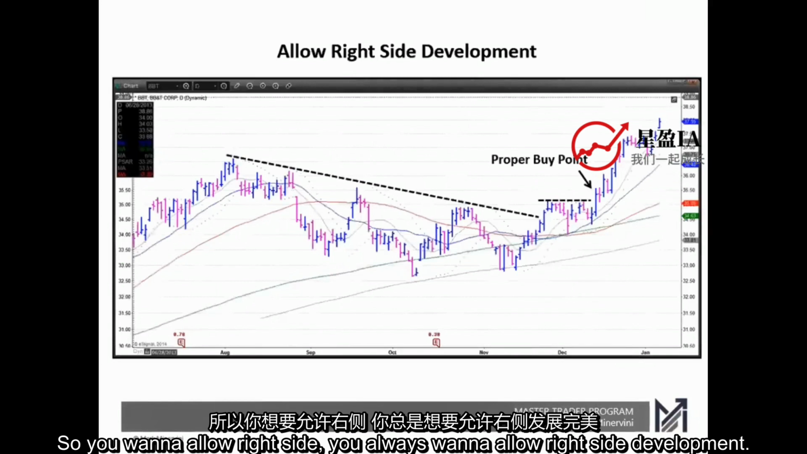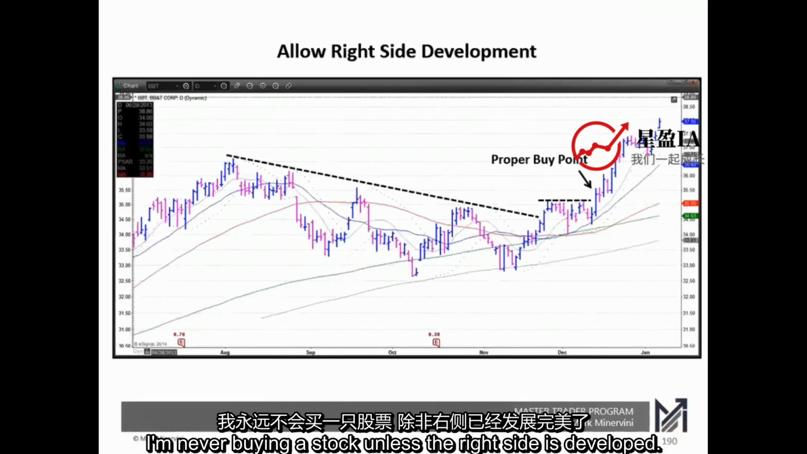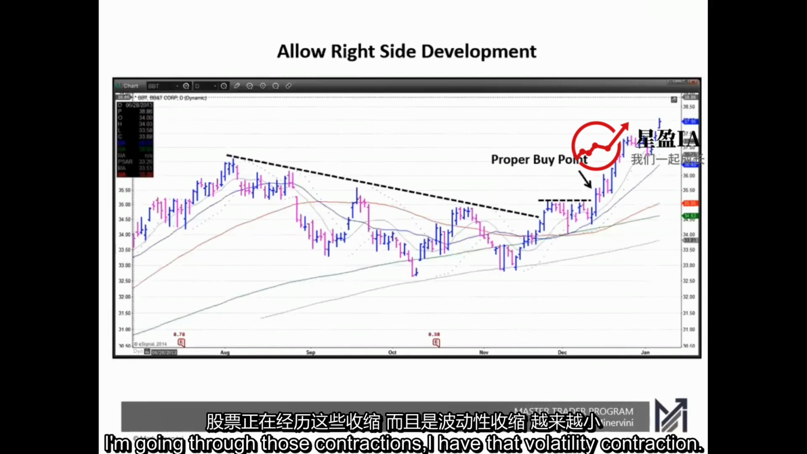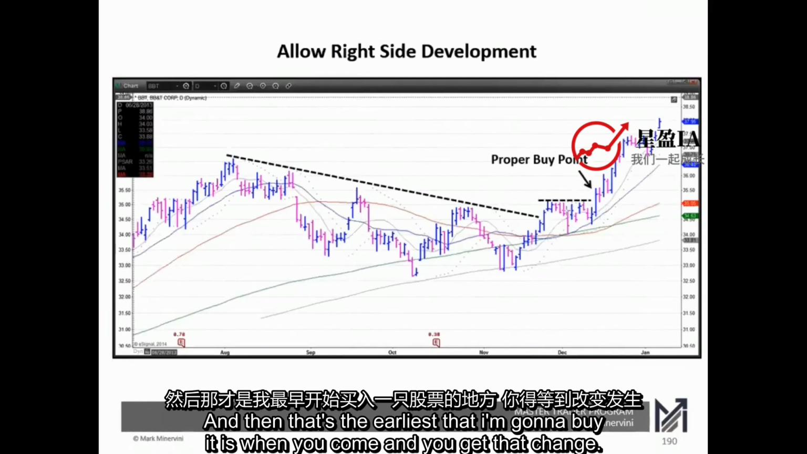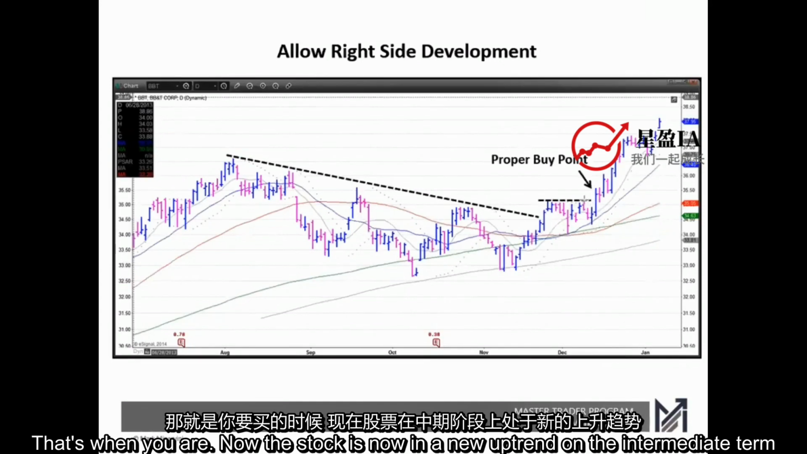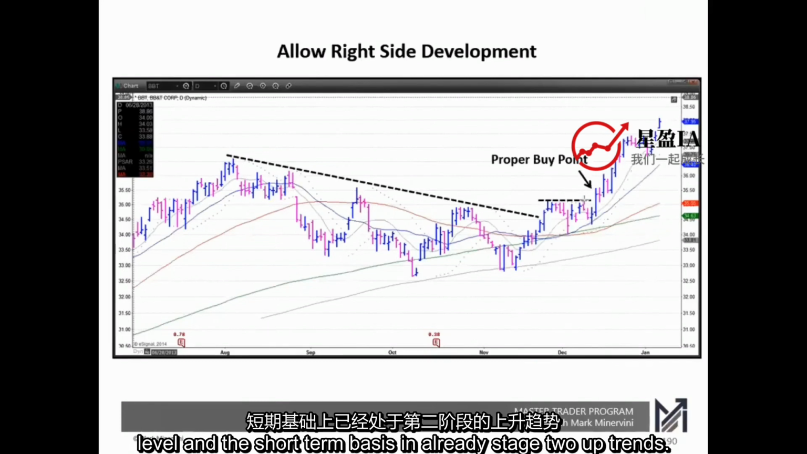So you want to allow right side. You always want to allow right side development. I'm never buying a stock unless the right side is developed, and I'm getting that pivot point. I'm going through those contractions. I have that volatility contraction, and that's the earliest that I'm going to buy it, when you get that change in trend, and then the pullback, and then breaking above the pullback high. That's when the stock is now in a new uptrend on the intermediate term level and the short term basis, in already a stage 2 uptrend.